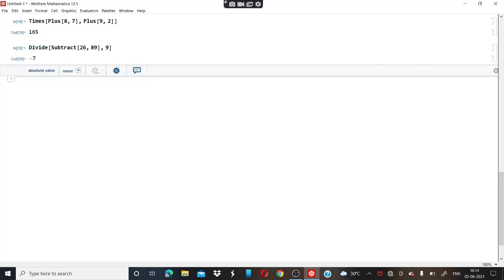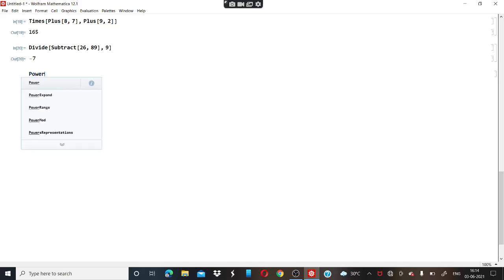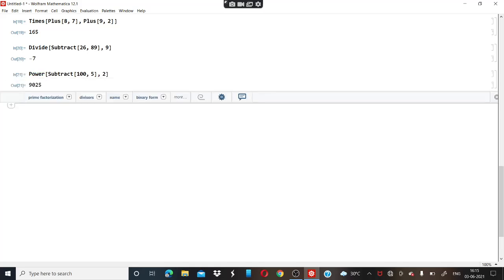In the next question, our question is 100 minus 5 raised to power 2. For power we are going to use power, then bracket. Then for minus we use subtract. After that we write, in commas, 100, 5, close bracket, comma, its power is 2. Then we close this bracket and press shift and enter and we get the result.